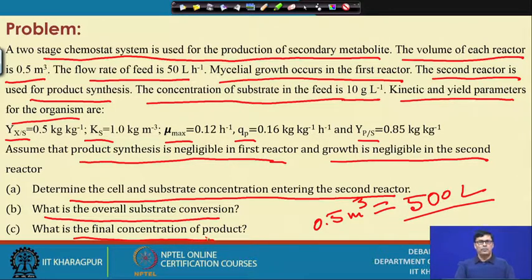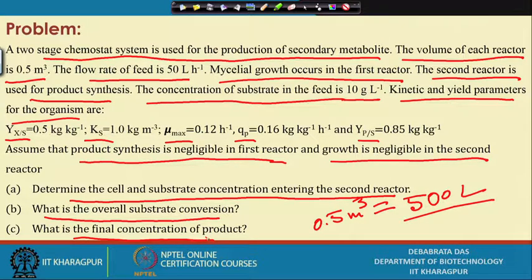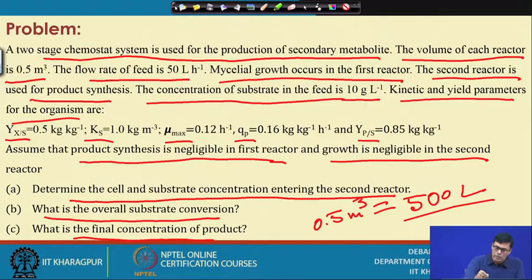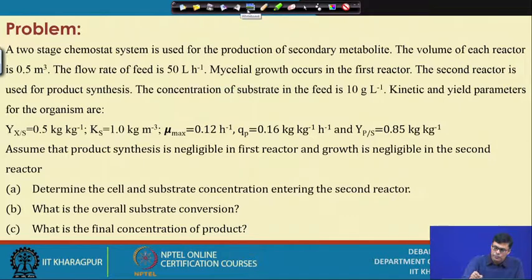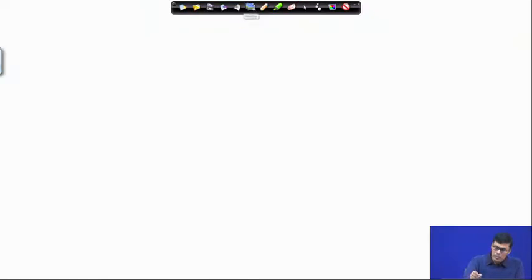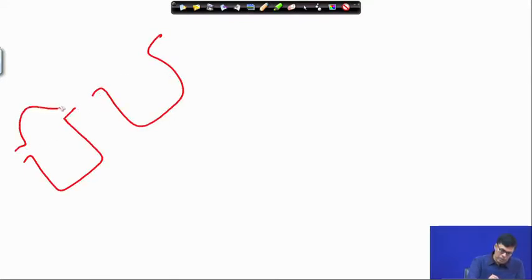So what is the problem? Let me explain the problem. The problem is like this. We have two reactors. This is 1 and this is 2. This is like this.